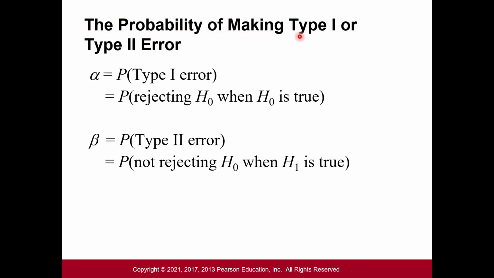Now the probability of making type 1 or type 2 errors: alpha is going to be our Greek letter for the probability of making a type 1 error, and then beta is going to be our probability of making a type 2 error. So you can actually break these down. The probability of making a type 1 error is equal to the probability of rejecting the null hypothesis when it's actually true. And the probability of making a type 2 error would be equal to the probability of not rejecting the null hypothesis, even though the alternative hypothesis was true.